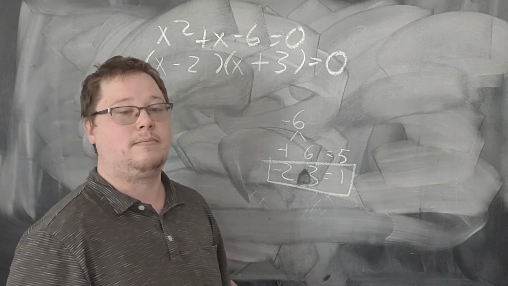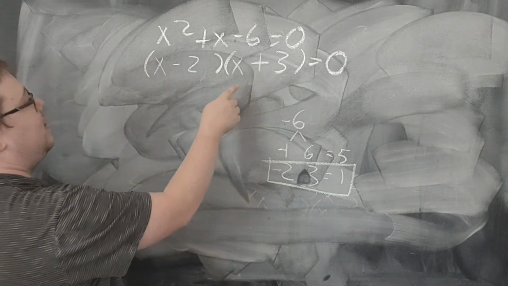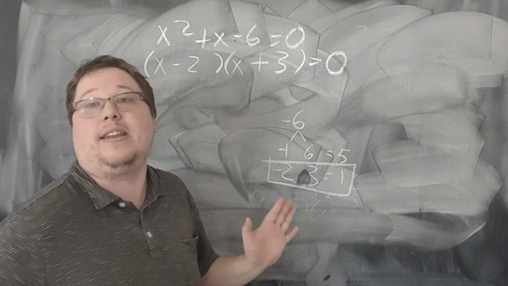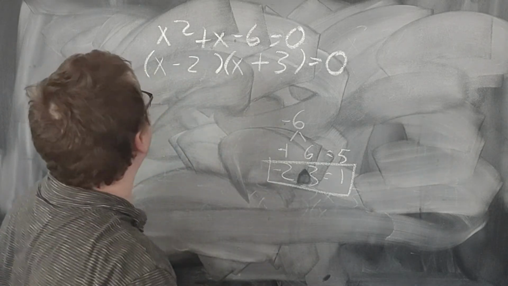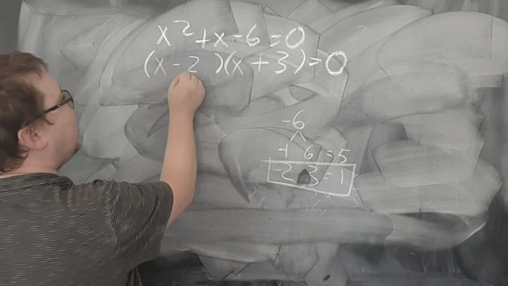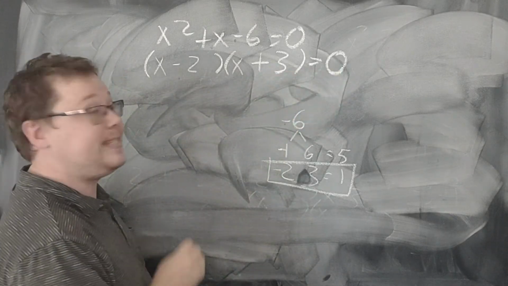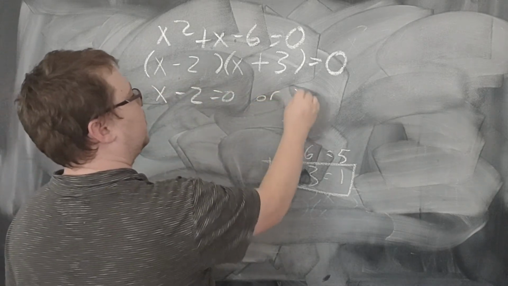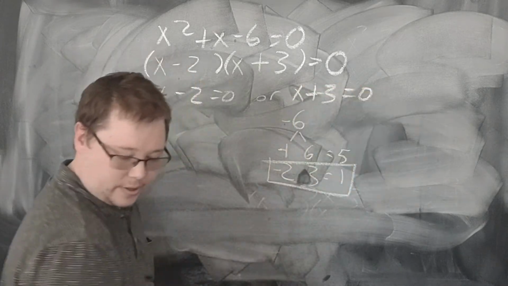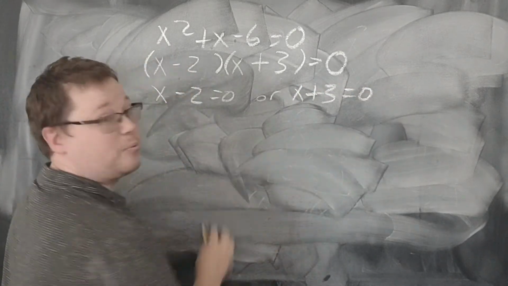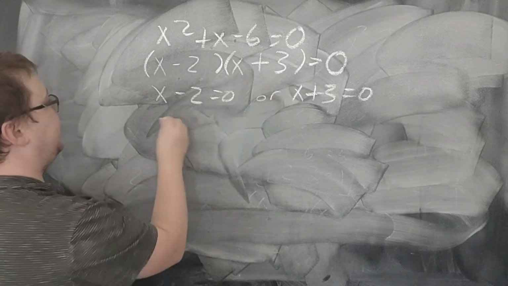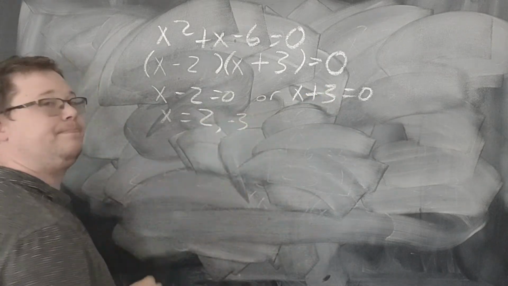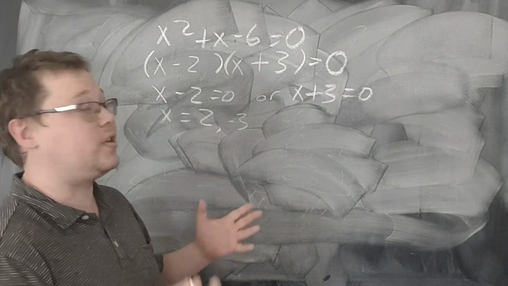Are we done? No, because we don't know what x is. We're done factoring. So if the problem was just saying factor, we'd be done. Stop right here. Don't go any further. But instead, we need to say, okay, a times b equals 0 means either a, which is the first one, equals 0, or the second one equals 0. Well, this is pretty simple, right? Just add 2, so x is going to be 2, or we'll subtract 3 and get negative 3. Now we're done. We've solved for x.